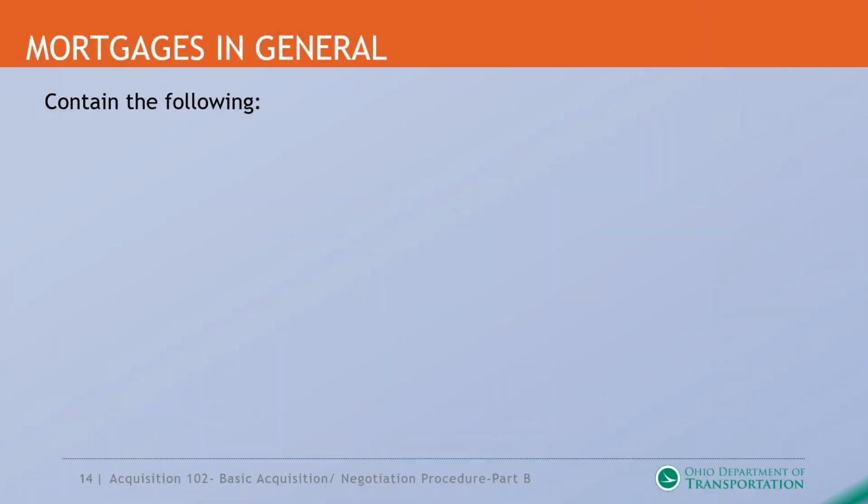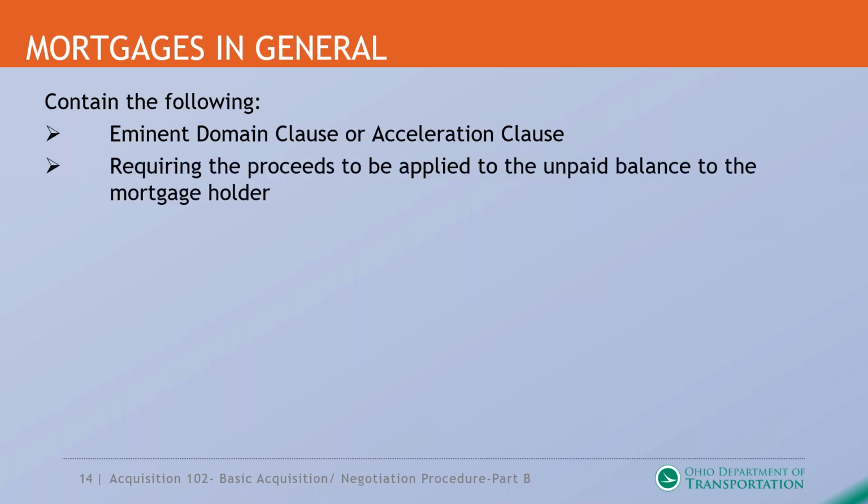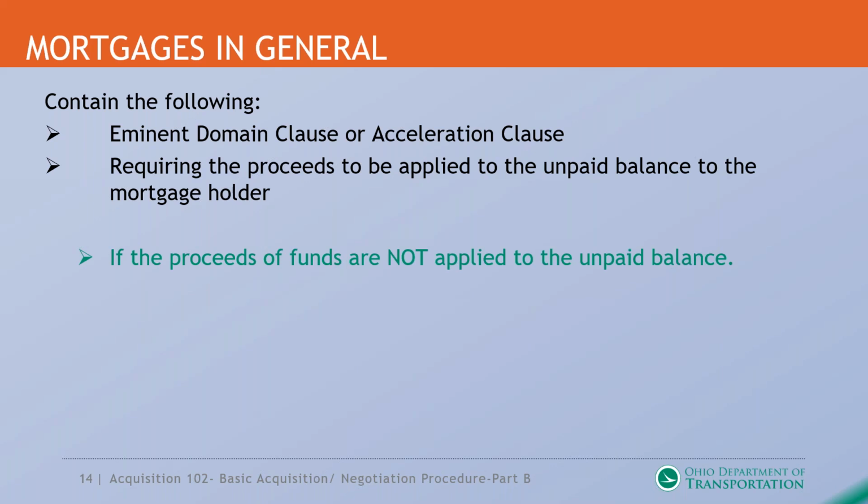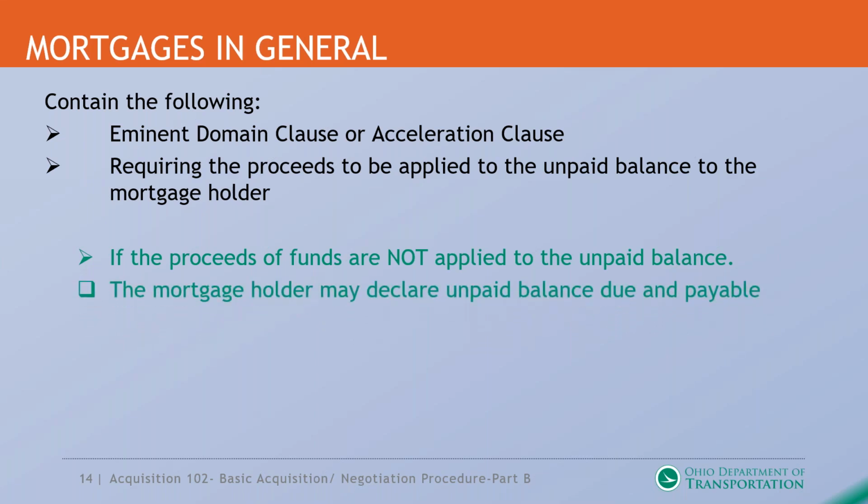In general, the mortgages contain some of the following language: an eminent domain clause and an acceleration clause, requiring the proceeds to be applied to the unpaid balance to the mortgage holder. And if these proceeds of funds are not applied to the unpaid balance, the mortgage holder may declare the unpaid balance due and payable.